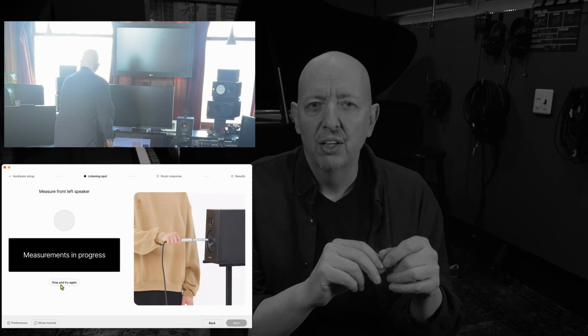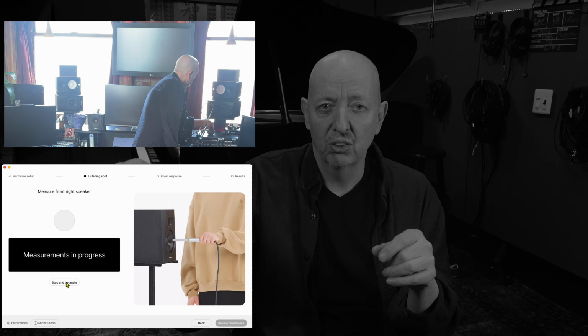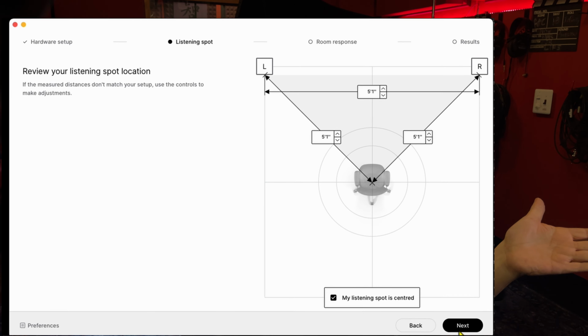Part two is speaker placement measurements. So the software plays a tone while you measure it with the measurement mic, about a ½ inch from the left speaker. Stay where you are. Measurements in progress. Left speaker done. Then you repeat the same process a ½ inch from the right speaker. Stay where you are. Measurements in progress. Right speaker done. And then somehow it shows you the distance between the two speakers.